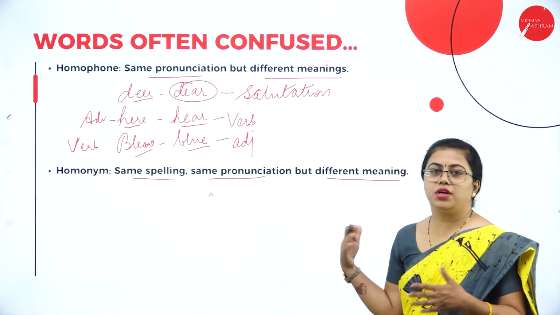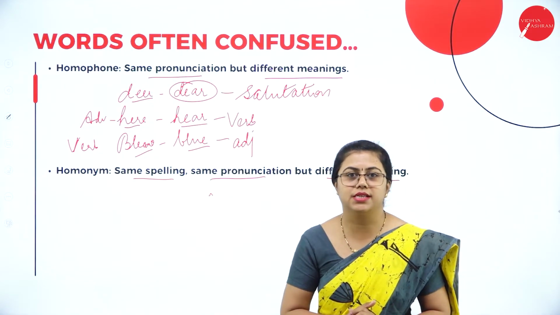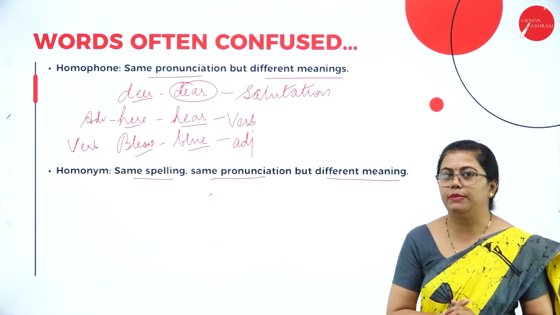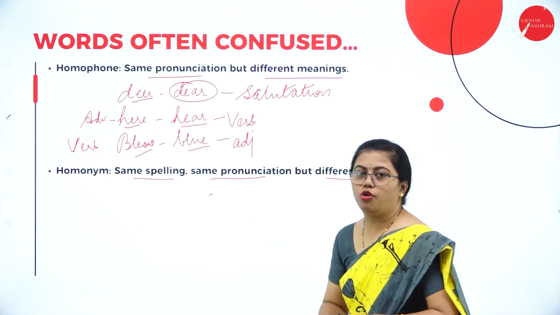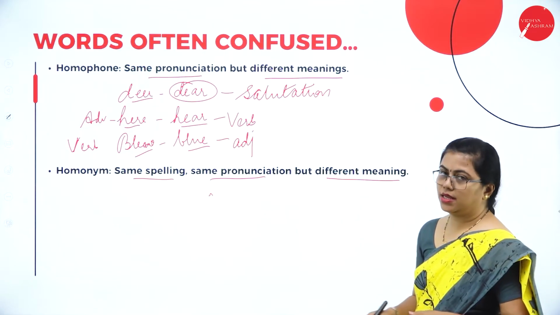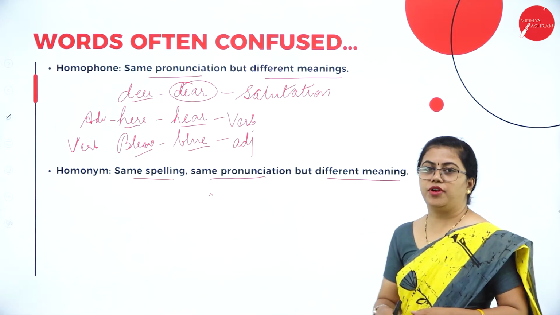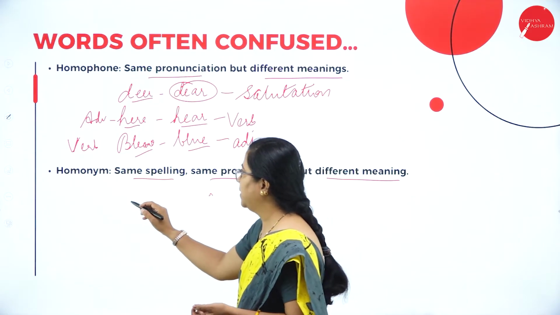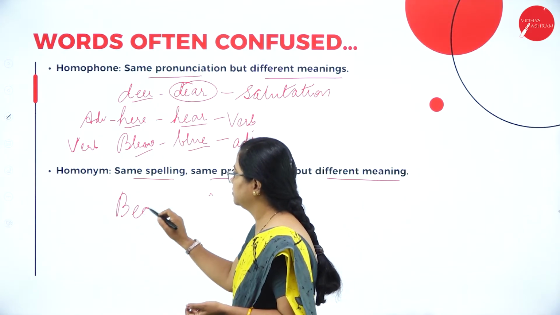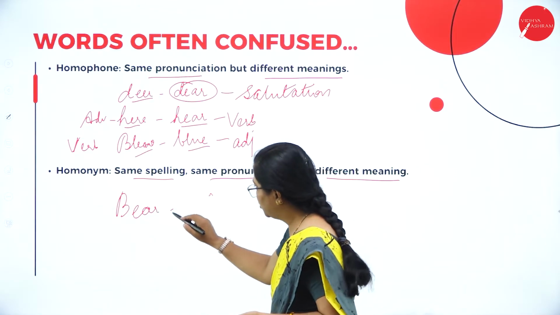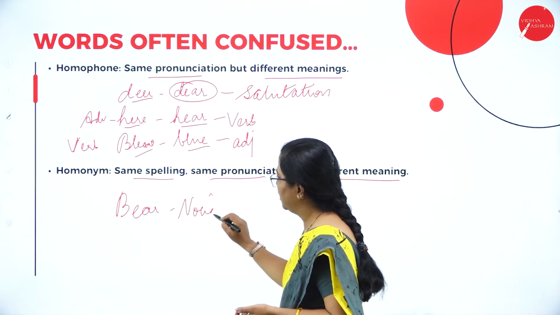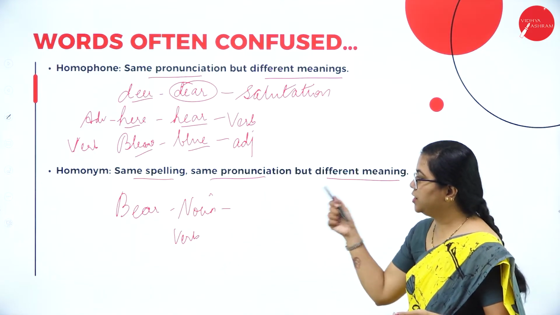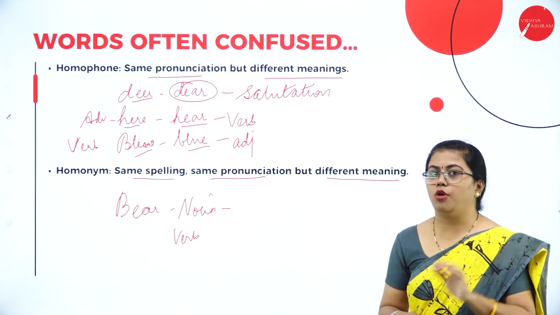Okay. To give some more examples, I think we can discuss this in the class, like what questions will come from this grammar part is what I'll be discussing in the class. So coming to homonyms, they have the same spelling, same pronunciation but different meaning. So what are those words? See, a few examples like bear. It is used both as a noun and as a verb. How do you use it as a noun? When you use it as a noun, that bear should be the name of an animal.